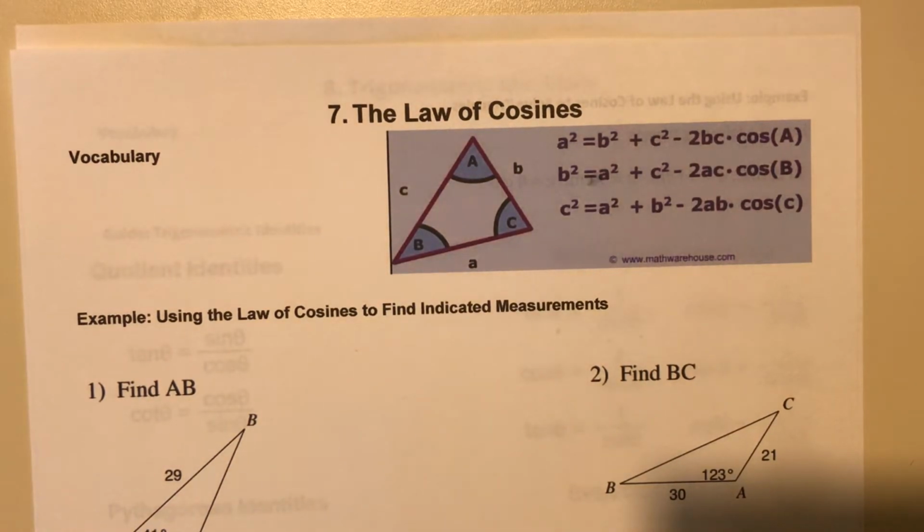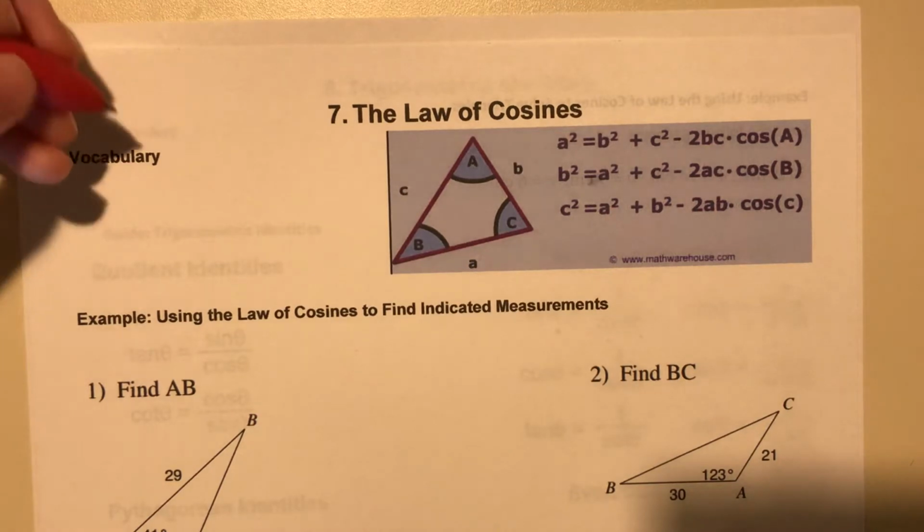So this section that we're going through today is the law of cosines. We just came from doing the law of sines. The law of cosines goes along the same premise as the law of sines. It's a way that we can use trigonometry to calculate distances and variables in triangles that are not right triangles. And that's really what we're going to write down for the vocab.